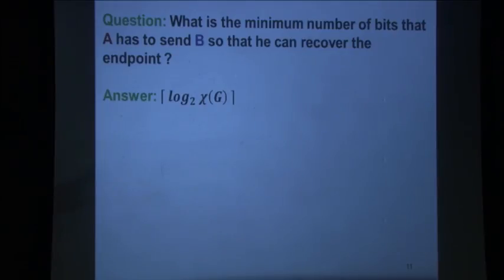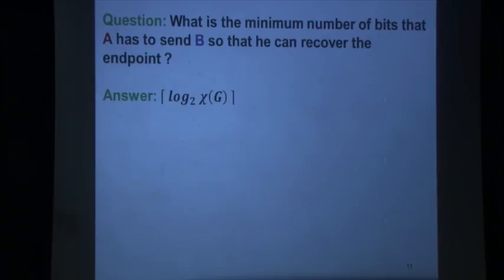They can fix some proper coloring and agree to play according to it. Then the only thing that Alice has to send Bob is the color of her vertex. Because this is a proper coloring, the two endpoints of the edge that Bob has have distinct colors. So once Bob gets which color it is, he will know that it's this endpoint and not the other one, because they have distinct colors. You can also convince yourself that this is the best they can do, that the information Alice sends to Bob should be a proper coloring of this graph.